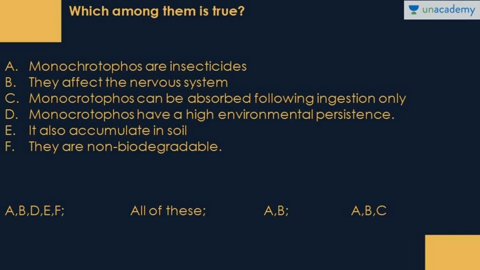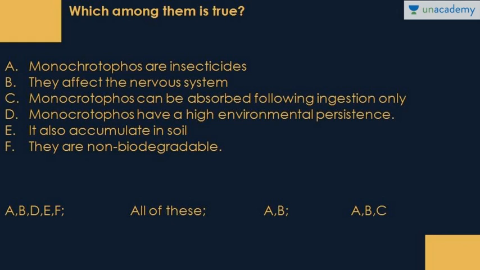Next, which among them is true? A. Monocrotophs are insecticides. B. They affect the nervous system. C. Monocrotophs can be absorbed following ingestion only. D. Monocrotophs have a high environmental persistence. E. It also accumulates in soil. F. They are non-biodegradable.